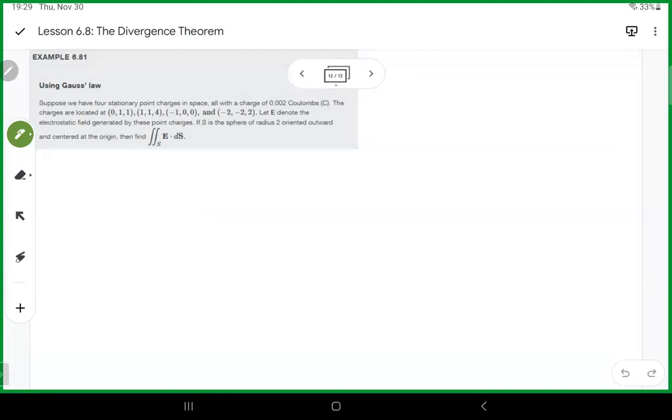Sorry, we're going a few minutes over, but we'll be able to have 2 days of review, which you guys will all like. All right, so it says using Gauss's law, suppose that we have 4 stationary point charges in space with all of the charge of 0.002 coulombs. The charges are located at the following. Let E denote the electrostatic field generated by these points.